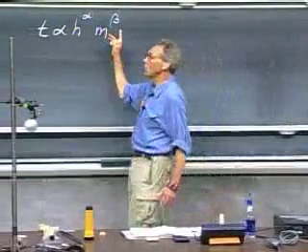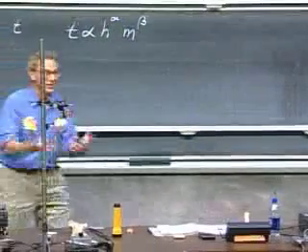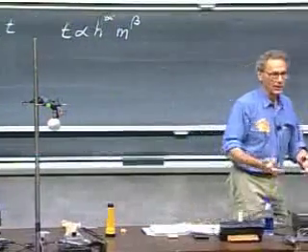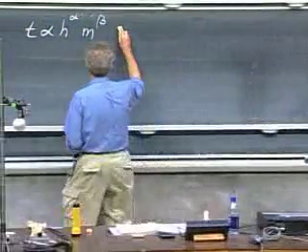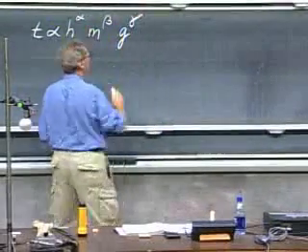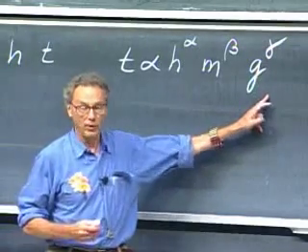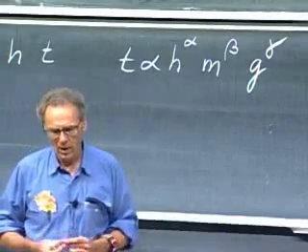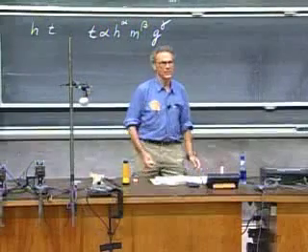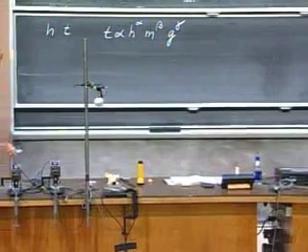I don't know alpha, I don't know beta. And then I said, yeah, there is also something like gravity. There is the Earth's gravitational pull, the gravitational acceleration of the Earth. So let's introduce that too, and let's assume that the time is also proportional to the gravitational acceleration. This is an acceleration, we'll learn a lot more about that, to the power gamma. Having said this, we can now do what's called in physics a dimensional analysis.